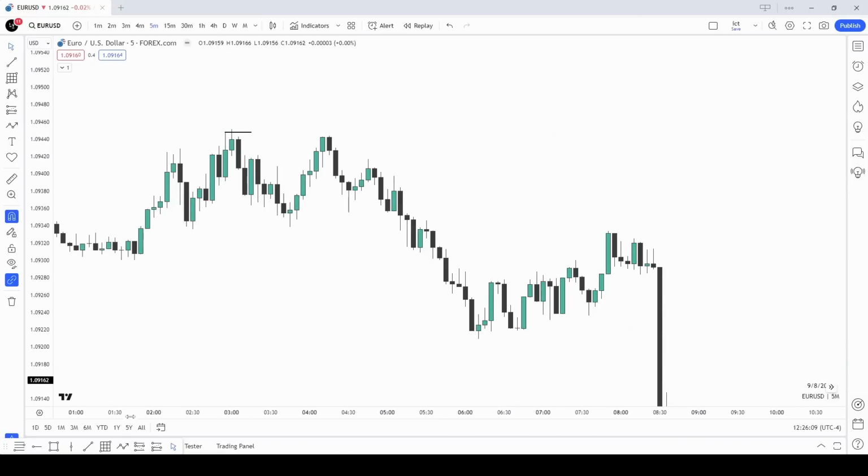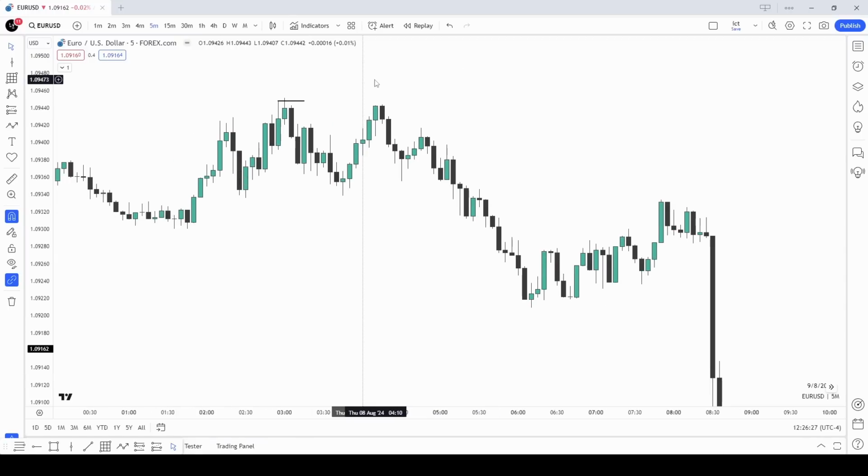A new candle opens up, a new hourly candle. What we are looking for now is a change in the state of delivery. A change in the state of delivery confirms to us that we are going lower. It gives us extra confirmation and at the same time allows us to get involved in the market. So what is a change in the state of delivery?